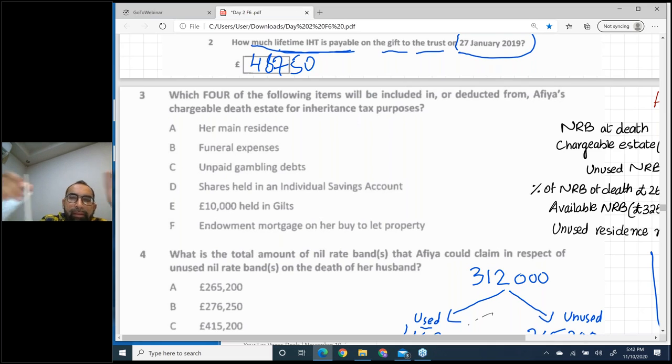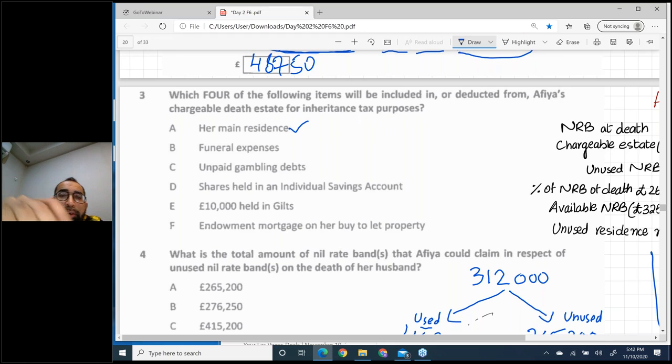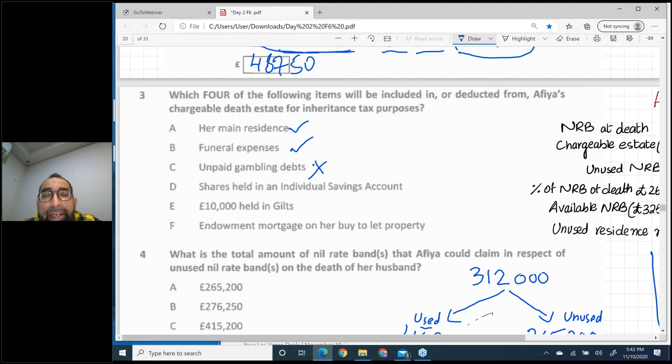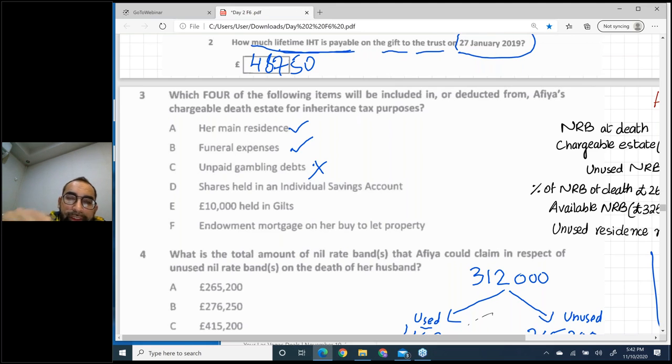So listen. Main residence, yes, obviously you include main residence. Funeral expenses, yes, you deduct funeral expenses. I taught you. Unpaid gambling debts, no, gambling debts are not deducted, because you don't receive any consideration in life. Shares held in an individual savings account, yes. Also, an individual savings account is an exempt asset for CGT purposes, but for IHT it's not exempt.